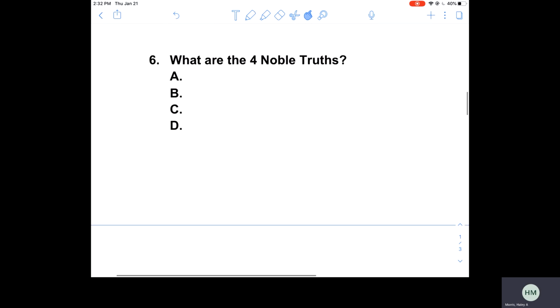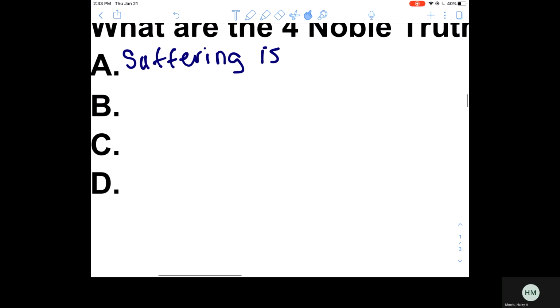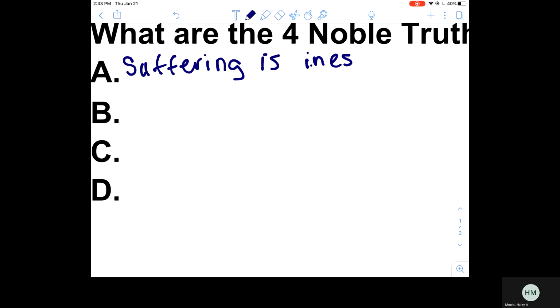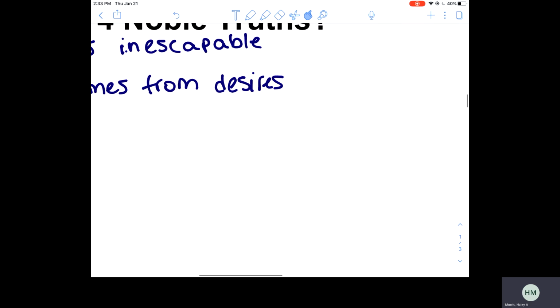Okay. What are the Four Noble Truths? The first one is that suffering and unhappiness are part of human life, and no one can escape sorrow. So suffering is inescapable. The second one is that suffering comes from our desires for material goods.